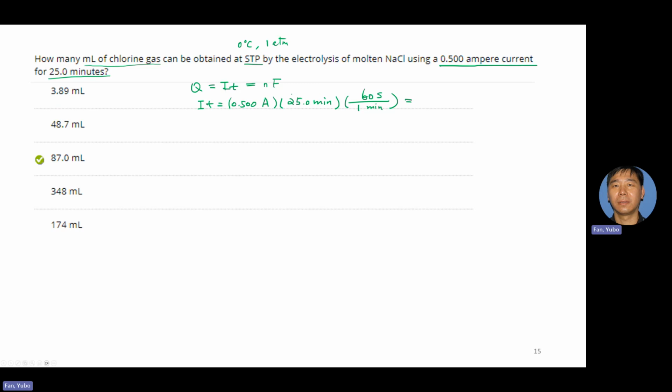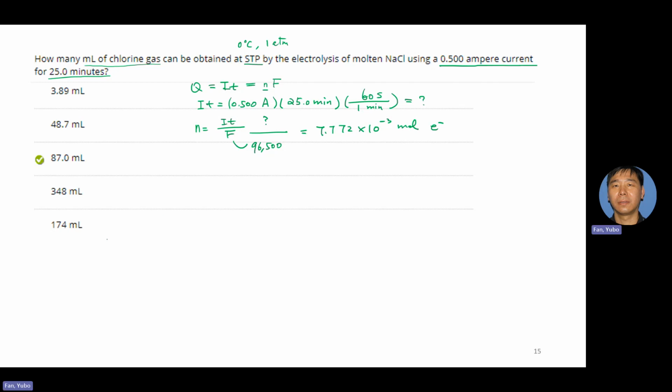And actually, we got a value here. So the number of moles of electrons equals I T over F. F is the Faraday number, 96,500. So if we do the division, we get the number of moles of electrons involved in this electrolysis equals 7.772 times 10 to the minus third moles of electrons. Okay.